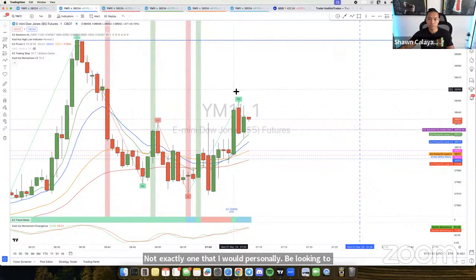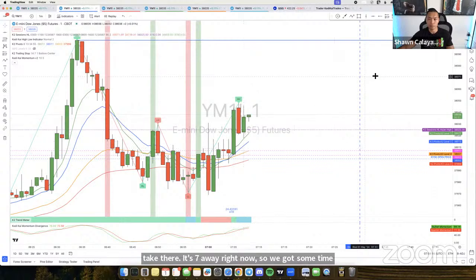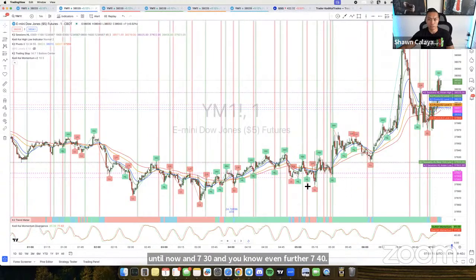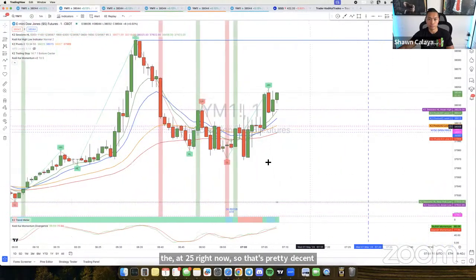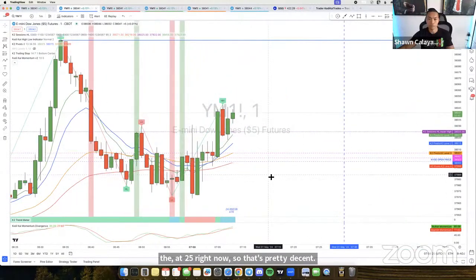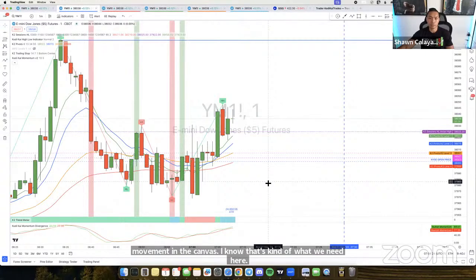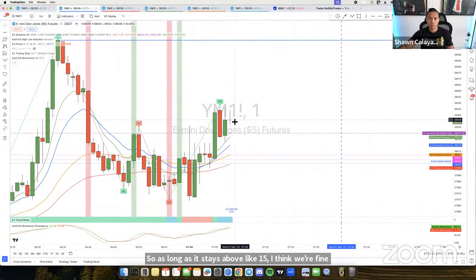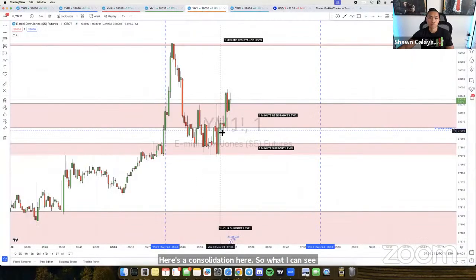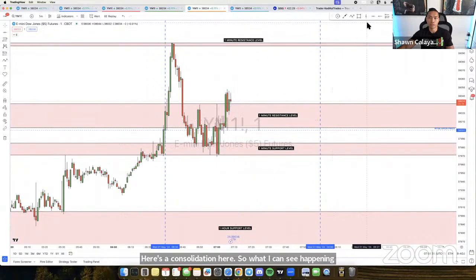It's 7:08 right now, so we've got some time between now and 7:30, and even further, 7:40. So we still have decent time here to look for some entries. The ATR is at 25 right now, so that's pretty decent. There's some movement, not much direction, but there is some movement in the candles, and that's kind of what we need here. As long as it stays above like 15, I think we're fine. Here's a consolidation. What I can see happening here now is what I call a churn. It looks like market makers are churning traders right now.